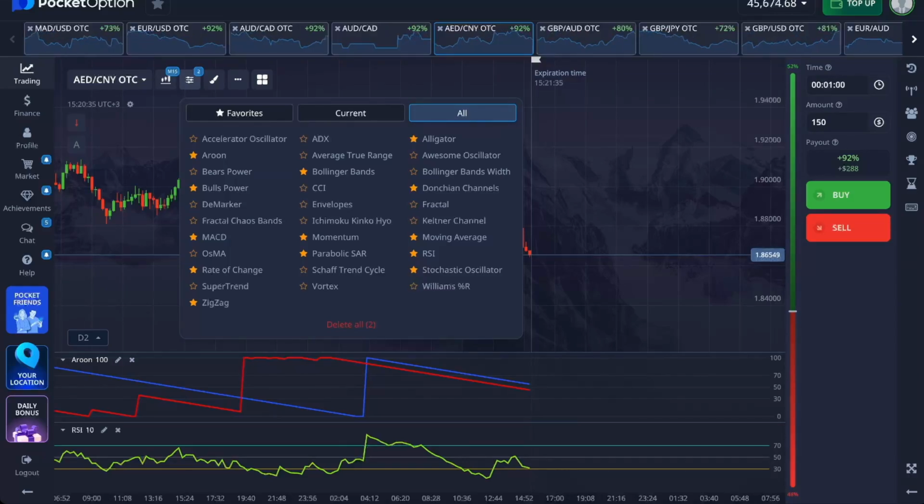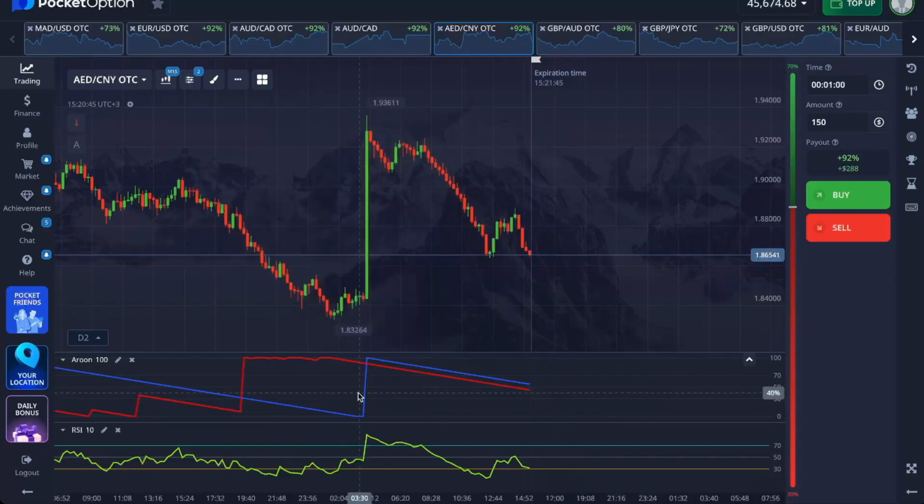I'll just say that it measures the number of candles or periods that have passed since the last high and low were reached. There are two lines here, a red one and a blue one. Accordingly, this red and orange line is called Aroon up and the blue line is called Aroon down. Let me show you more clearly. So this arrow here is Aroon up and this blue one is Aroon down. The value of each indicator ranges from 0 to 100%.